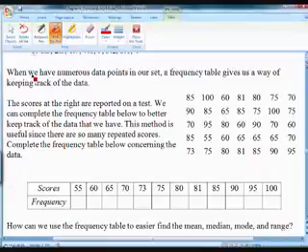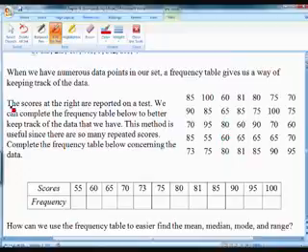It says when we have numerous data points in our set, a frequency table gives us a way of keeping track of the data. Let me explain something before I show you how to do this, though. Unless you have lots of the same numbers, frequency tables are pointless. Okay, but if you look through here, notice we have several hundreds, several 70s, 80s, 90s. These are test scores, I believe.